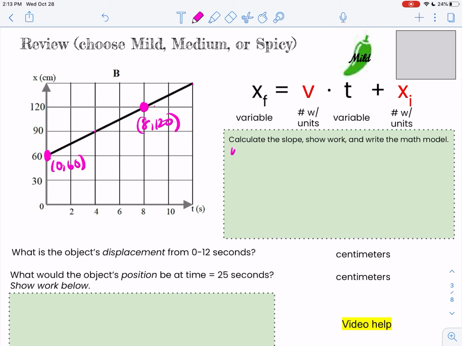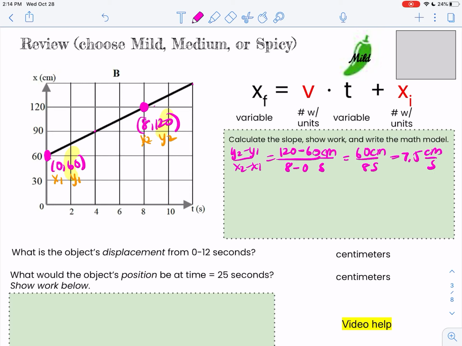Okay, so when I calculate the slope, I'm going to do the change in y over the change in x. So I have x1, y1, and x2, y2. I'm going to have 120 minus 60, that's these guys, and that's going to be centimeters because it's on my y-axis, divided by x2, which is 8, minus x1, which is 0, and that'll be seconds. So 120 minus 60 is 60 centimeters in 8 seconds. Then I'm going to put that into a decimal, 7.5 centimeters per second.